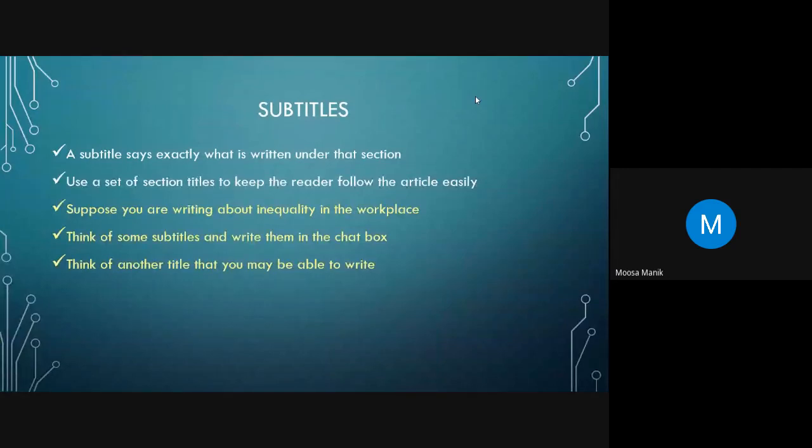So one of the things that you can do is use a set of section titles to help the reader follow the article easily. Because if you have sections A, B, C, D, and E, you make each one different so that they will know that you've read the first paragraph. The first paragraph is about this, and the second paragraph is about that, and so on and so forth. So the subtitle will introduce the paragraph.